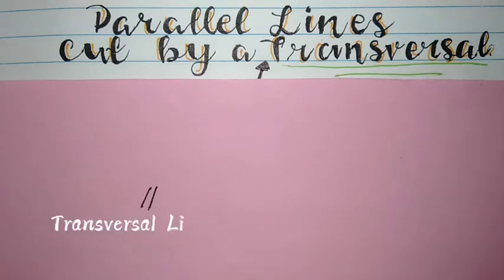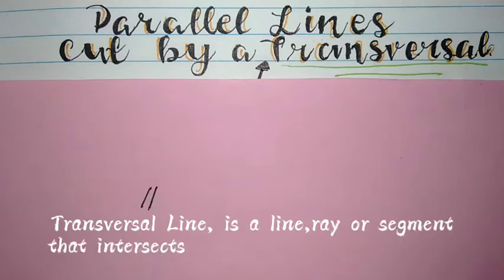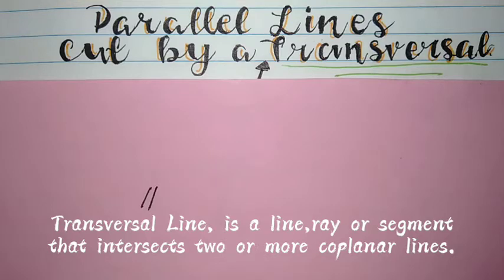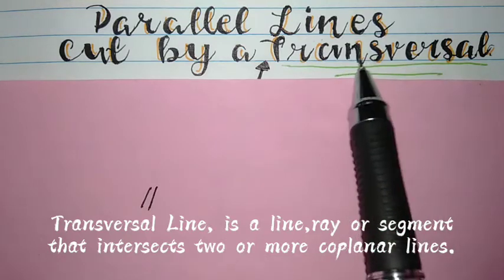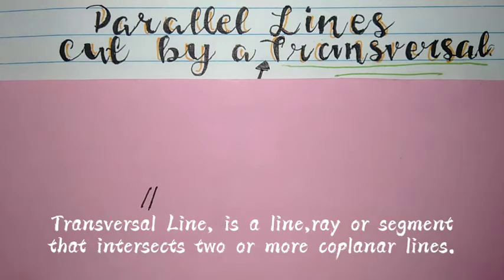While, transversal line. A transversal line is a line, ray, or segment that intersects two or more coplanar lines. Ibig sabihin, yung transversal line, linya siya na nag-i-intersect sa dalawang linya.